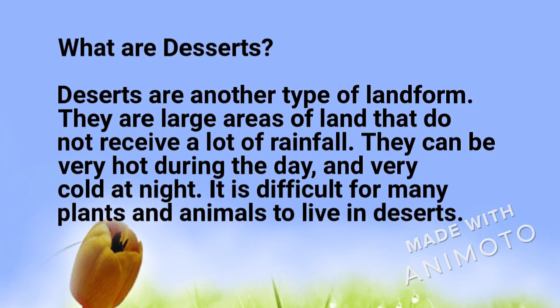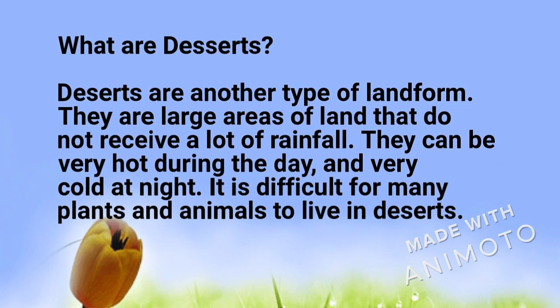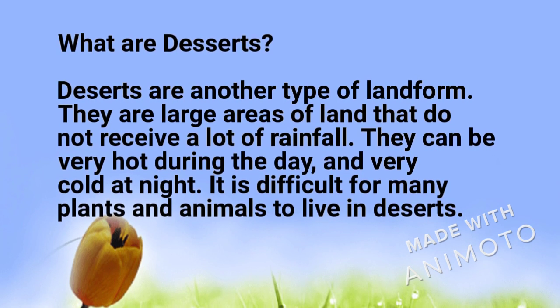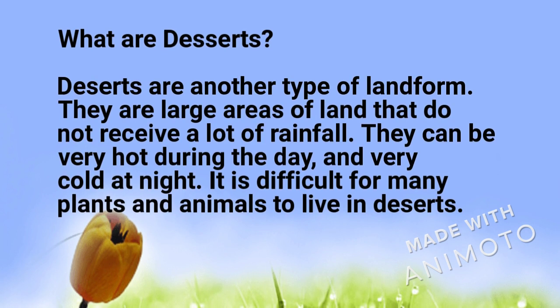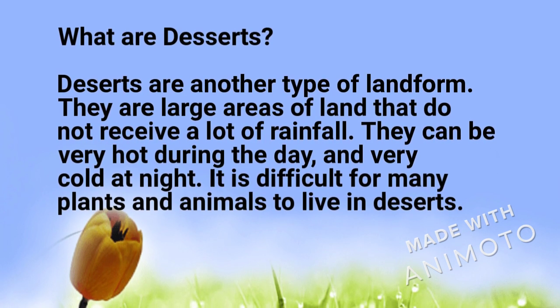What are deserts? Deserts are another type of landforms. They are large areas of land that do not receive a lot of rainfall. They can be very hot during the day and very cold at night. It is difficult for many plants and animals to live in deserts.